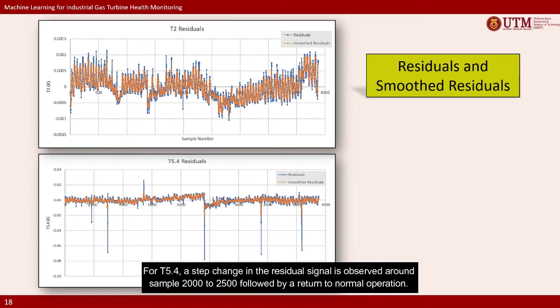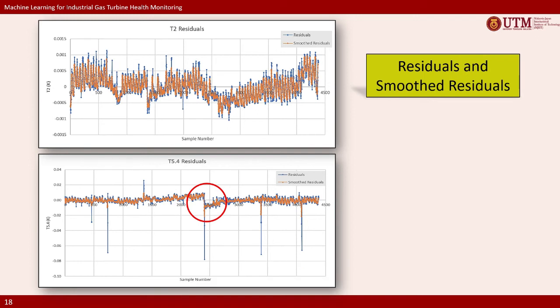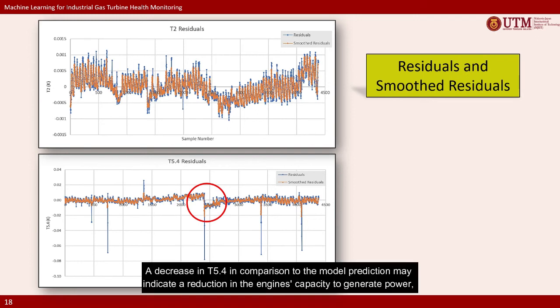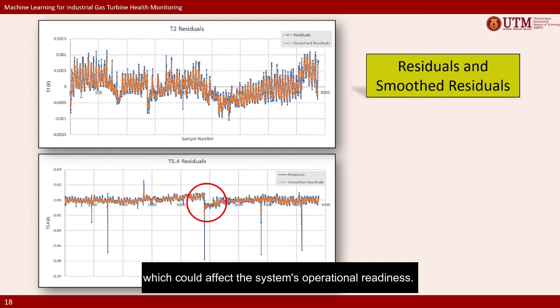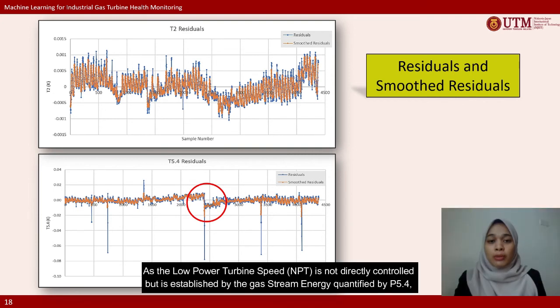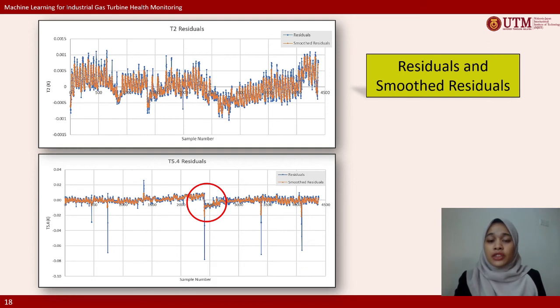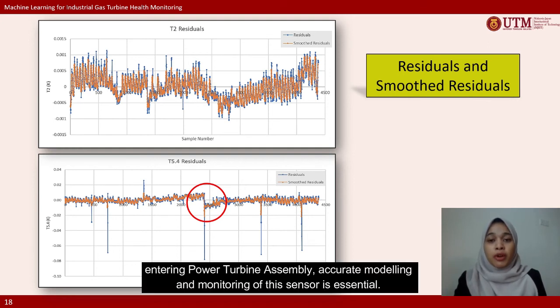For T5.4, a step change in the residual signal is observed around sample 2000 to 2500, followed by a return to normal operation. A decrease in T5.4 in comparison to the model prediction may indicate a reduction in the engine's capacity to generate power, which could affect the system operational readiness. As the low power turbine speed is not directly controlled but is established by the gas stream energy quantified by P5.4, entering power turbine assembly, accurate modeling and monitoring of this sensor is essential.